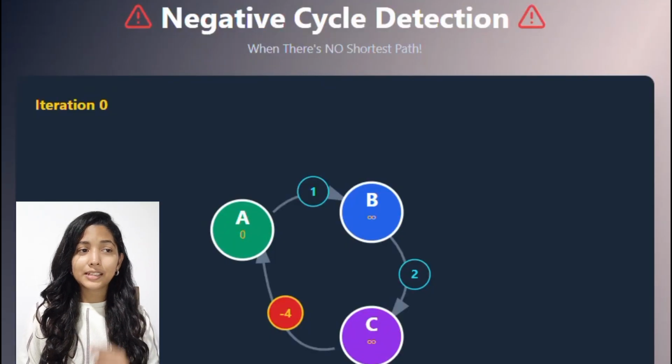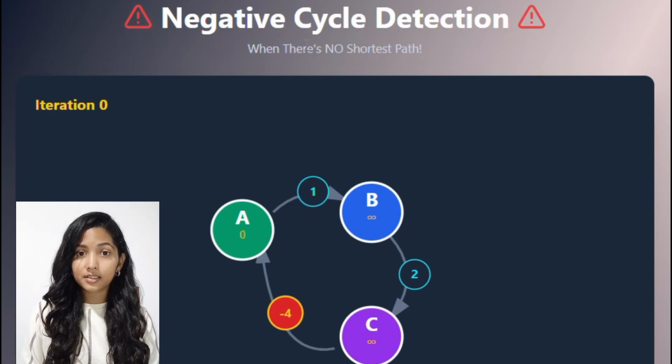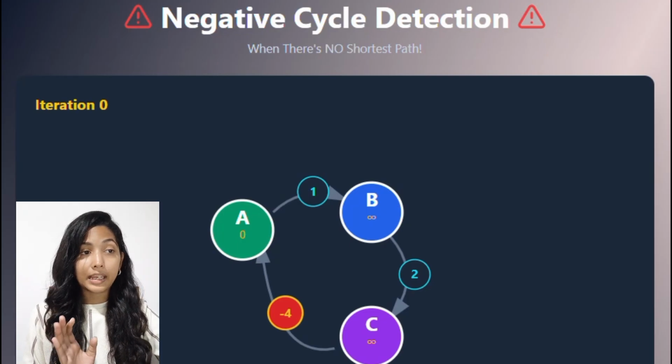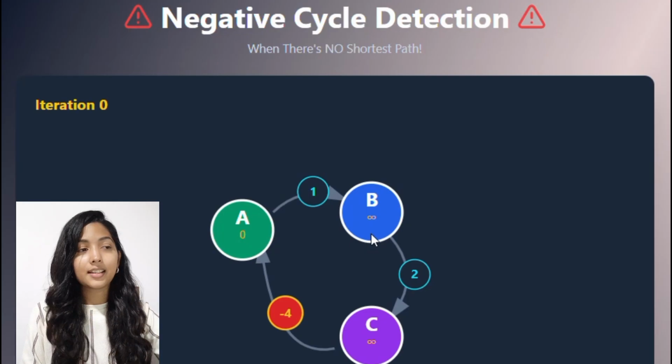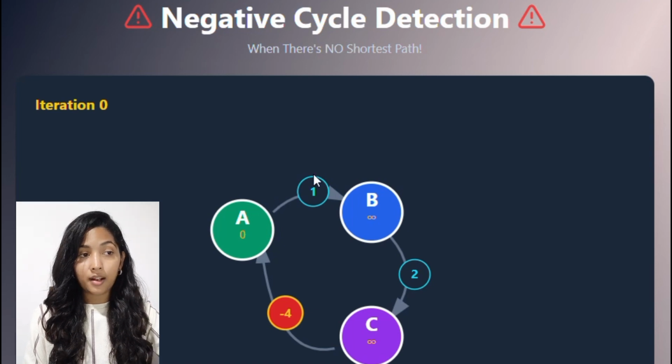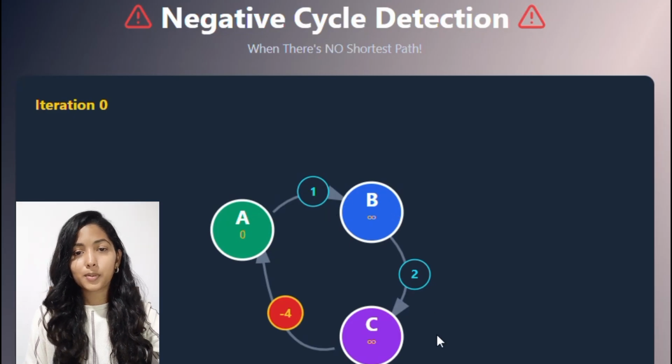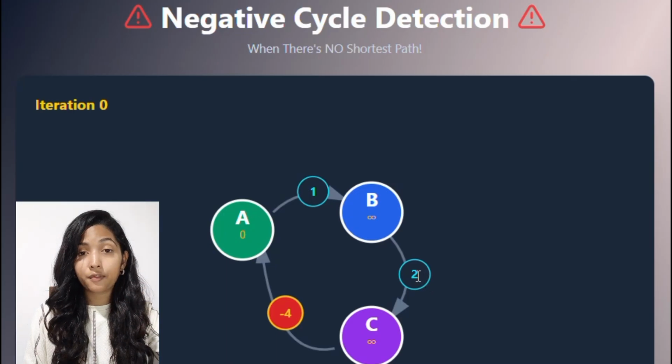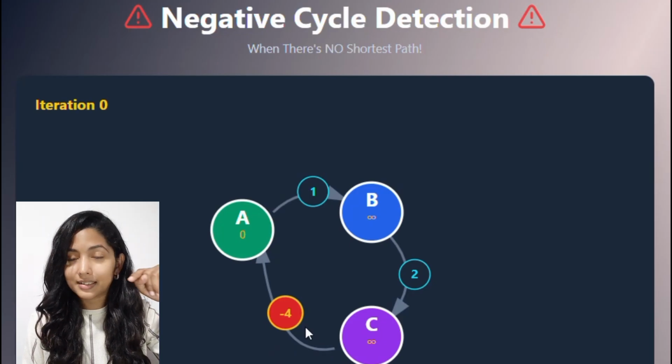Okay, now we have seen how Bellman-Ford finds shortest paths with negative weights. But what happens if there's a negative cycle? This is where things get really interesting. Let me show an example graph with 3 vertices A, B and C. So look at this. A to B weight is 1, a positive number, and B to C weight is 2, also a positive number, and C to A weight is -4, a negative number. So this is the key.